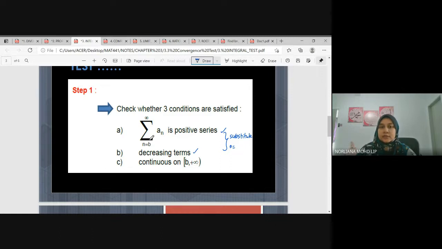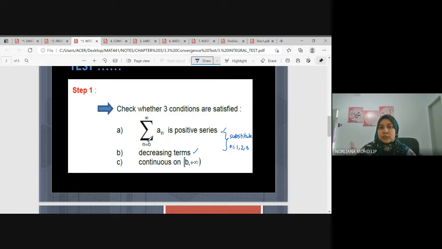B biasanya diberi 1 kan. 1 until few number of N. Contoh boleh substitute lah 1, 2, 3 ke. 3 term lah yang pertama. Okay, so nanti kat sini you all boleh tahulah whether this series is positive and decreasing series. And number 3 is continuous on B until infinity.